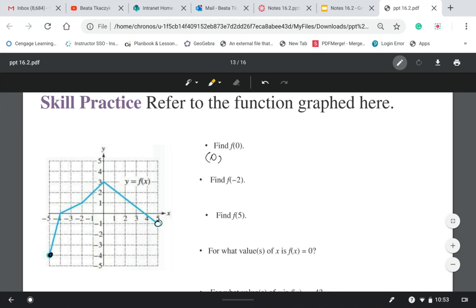So when x is equal to 0, here we're talking about this point. This is (0, 3). So f of 0, again, don't forget that in the parentheses you always have the x coordinate, it's 3. So the answer will be 3.